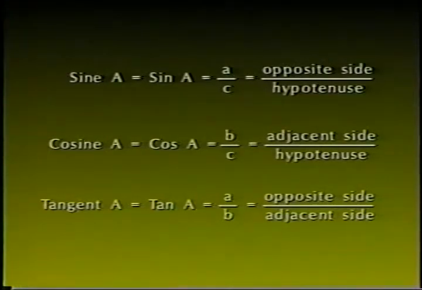This graphic shows sine A equals side A over side C equals opposite side over hypotenuse. Cosine A equals side B over side C equals adjacent side over hypotenuse. Tangent A equals side A over side B equals opposite side over adjacent side.